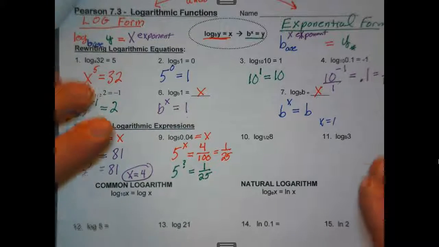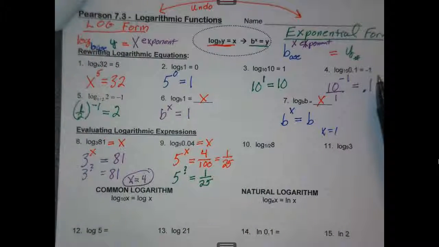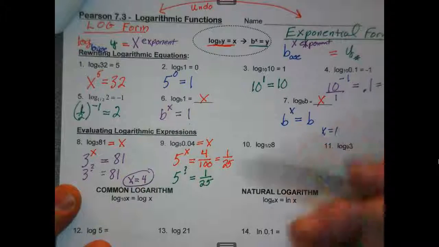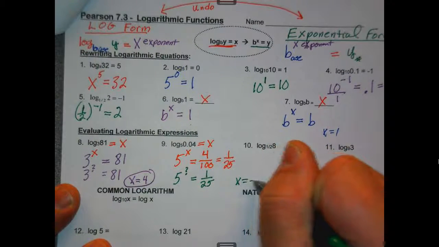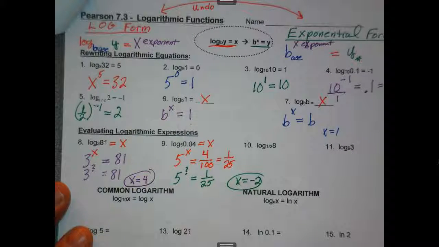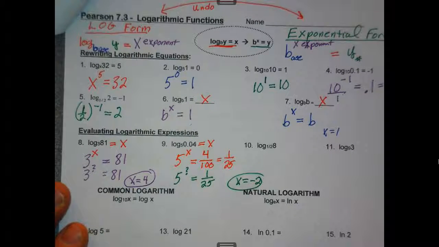Okay, look. How about this? Negative what? What'd you say? -2. -2. X equals -2. 5 to the -2 gives me 1/25.